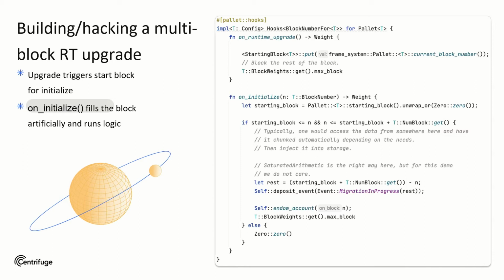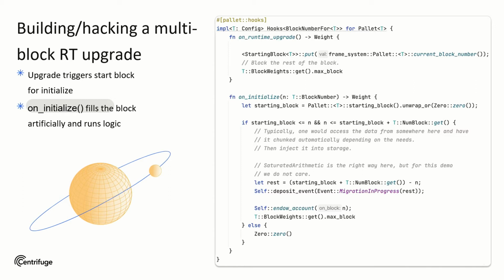So what I did then was this dummy pallet that I created for this presentation. It doesn't represent the one that we tried out at first, but it's the same logic. We have a dedicated pallet which has some on runtime upgrade logic, and when a runtime upgrade is triggered, we say, okay, please take the current block and put it into storage. And the on-initialize function always just checks: are we in the range where the current block is between the starting block and the number of blocks that we want to run the migration for?